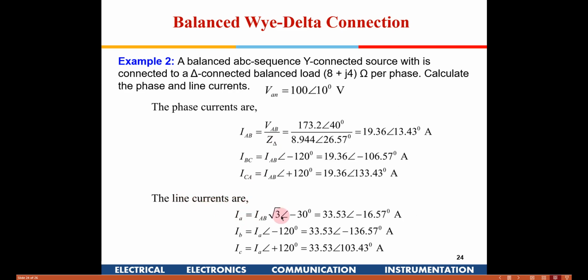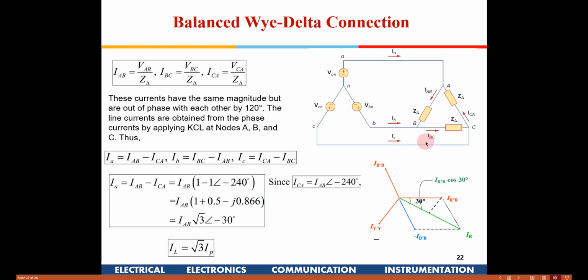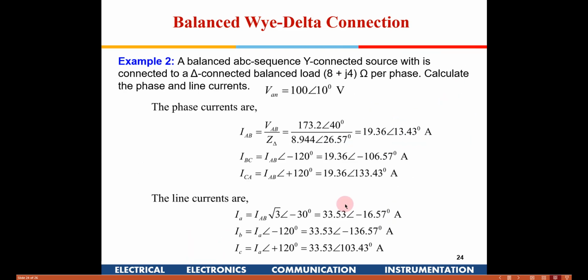Now line current is again root 3 times the phase current, at an angle of minus 30. If I go back here, we derived that this current is the algebraic sum of these two currents. So that is going to be root 3 times this phase current and minus 30. That is the reason we compute the line currents here by using this formula. Once we find out the phase currents, the steps are: first find the phase current as line voltage divided by the impedance, and then from the phase current compute the line current. So this is what it is about.